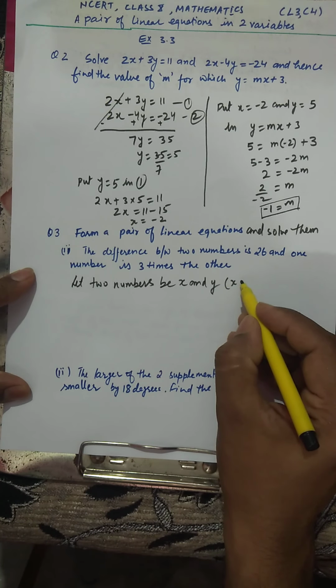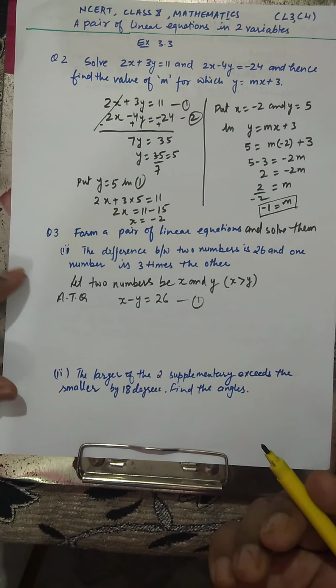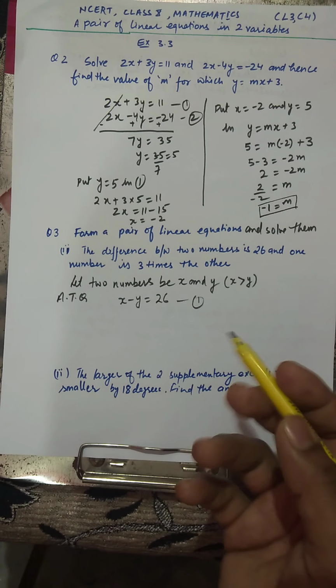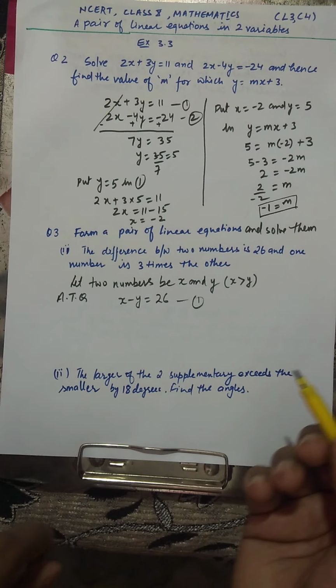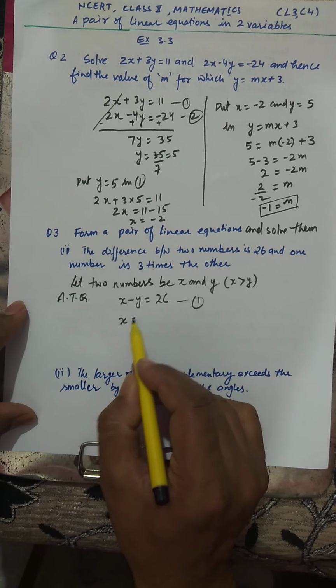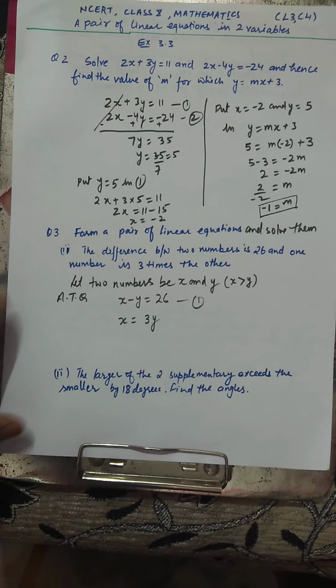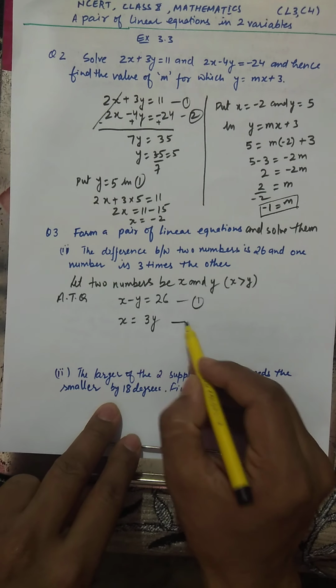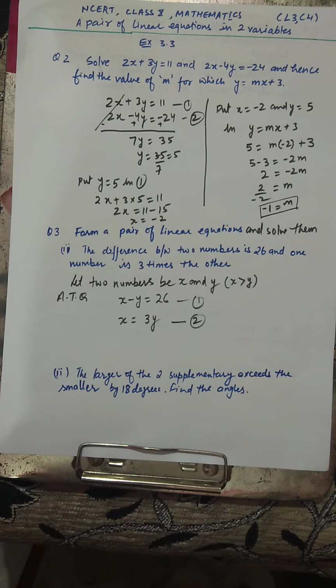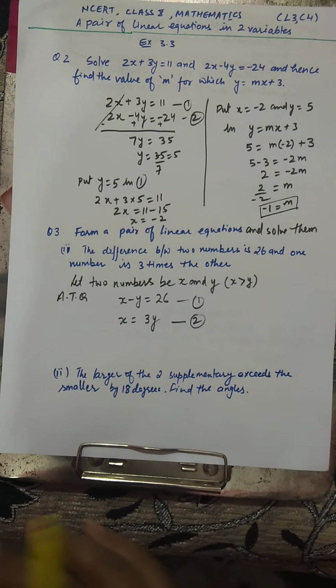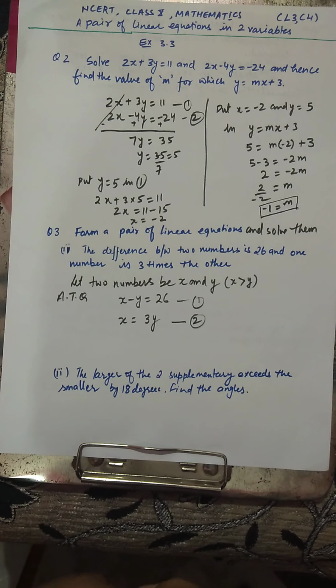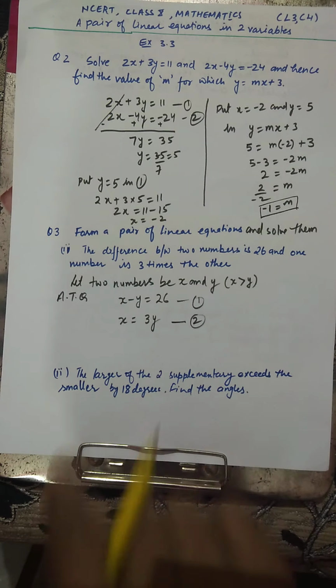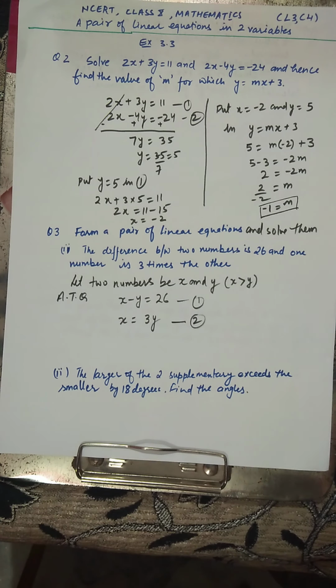Mark this equation number 1, and one number is 3 times the other. So it's obvious that the bigger number will be 3 times the smaller one. So x is equal to 3 times y. So this is how we have made these two equations and you can solve them very easily. So for you, I can solve this also, or you can solve it yourself also. This is very easy. You can substitute and solve it, but you should know how these equations have come. This is very important to remember, that x is greater than y.